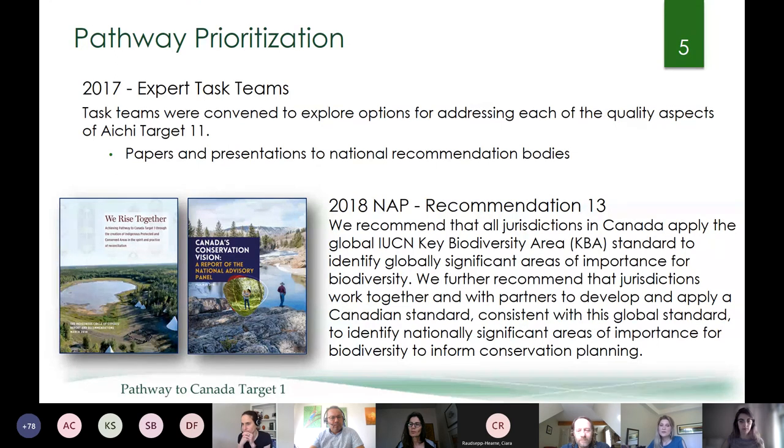And of the options provided, there was a clear front runner for identifying areas important for biodiversity. And you can see this reflected on the screen here in the National Advisory Panel's report, with the recommendation to not only identify global key biodiversity areas in Canada, but also to adapt the global standard to the national context. Next slide.